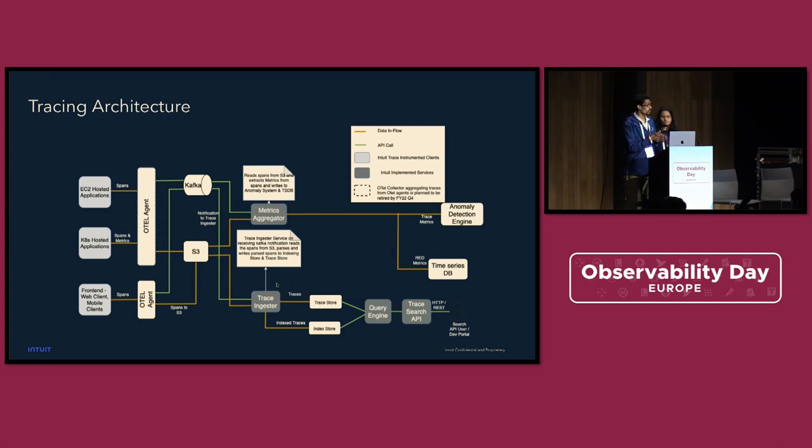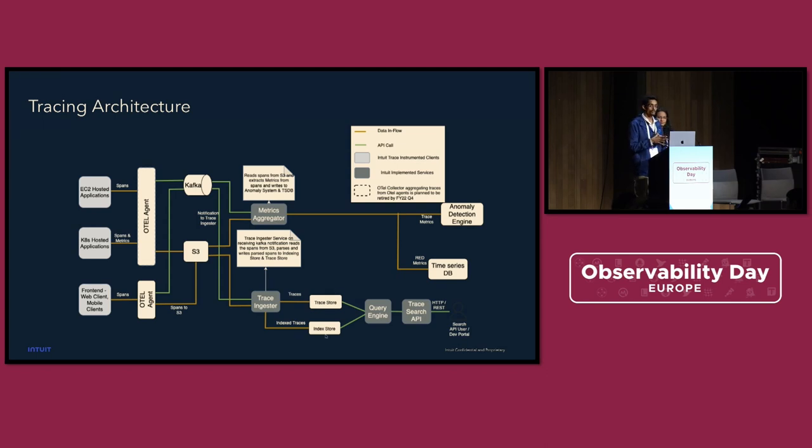So once the data is pushed to S3, we deploy a component called trace ingester. So trace ingester goes through all the spans and traces that are there in the S3, performs some massaging, and then stores them in two different stores. So if you look at that, there are two stores. One is the trace store. The other is the indexing store.